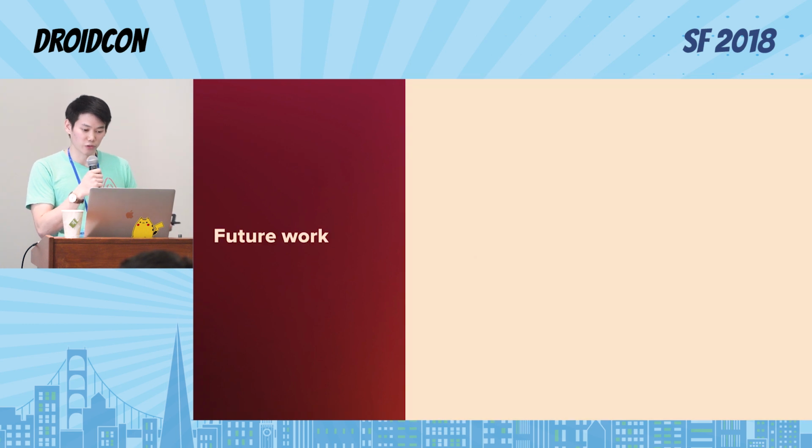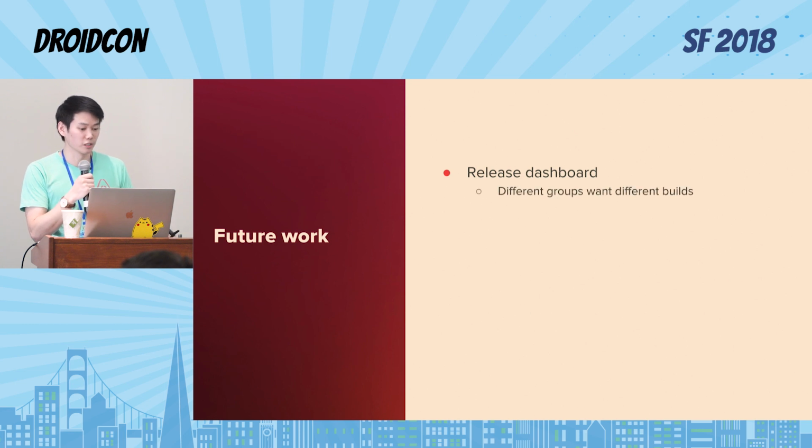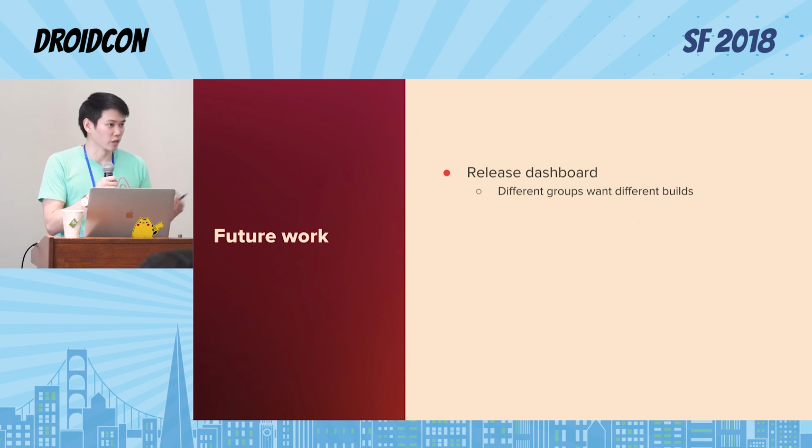In terms of future work, one of the more impactful things we could start working on right now is a proper release dashboard that makes mobile development more accessible to everyone in the company. There are different groups of people who want different builds. A PM might want a specific branch that's pre-production ready. Customer service might want a specific app version to reproduce an error. API engineers might just want a master build so they can test their API changes. So there are a lot of different groups here.